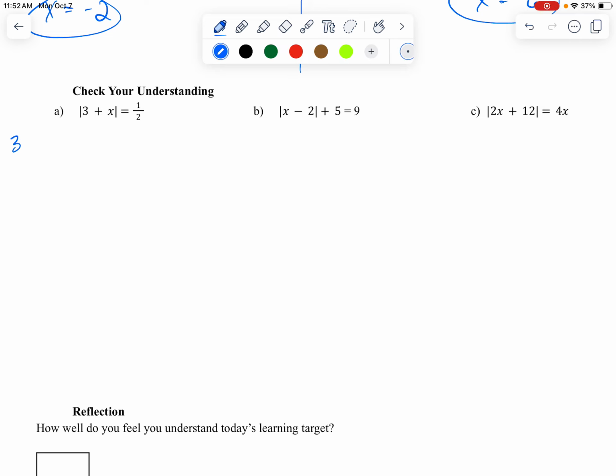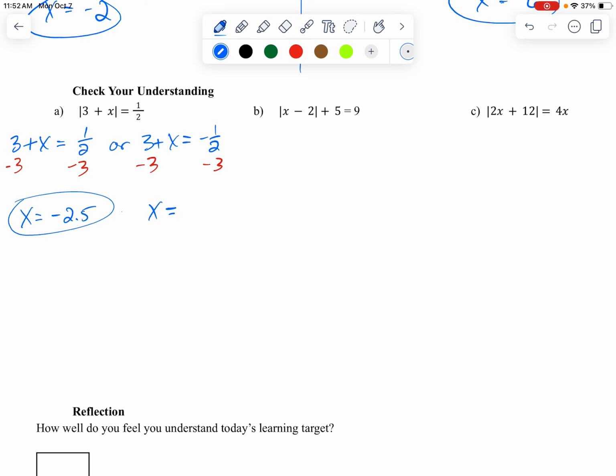3 plus x equals 1/2, or 3 plus x equals negative 1/2. To get x by itself, we subtract 3 from both sides. This is going to be true in both equations. So on the left equation, we end up with x equals negative 2.5, because 1/2 minus 3 is negative 2.5, or x equals negative 3.5. And we could plug those back in to just double check our work.